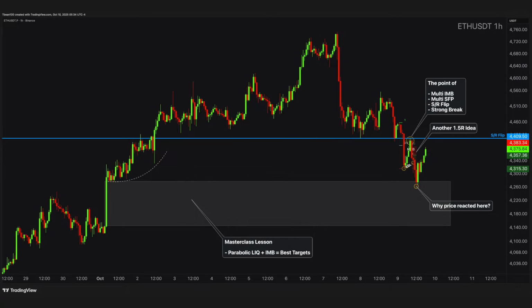Notice how the price reacted beautifully right here. So, what we did here was combine liquidity, imbalance, and the structure all working together to identify trade zones and take some solid entries.